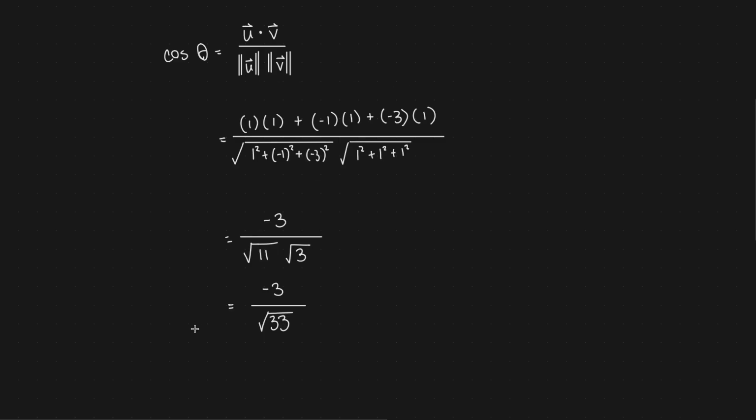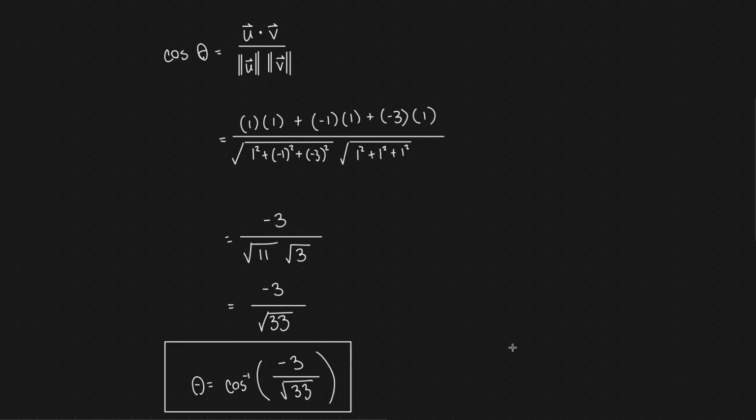So all I need to do to find theta is take the arc cosine of both sides. And that's my answer. That is the angle between the two vectors.